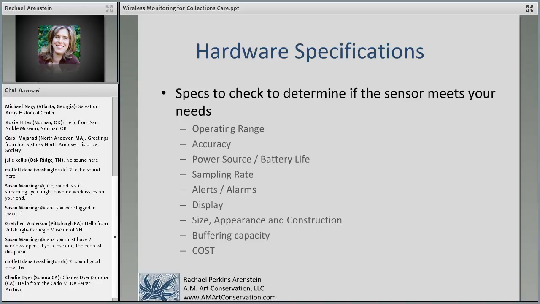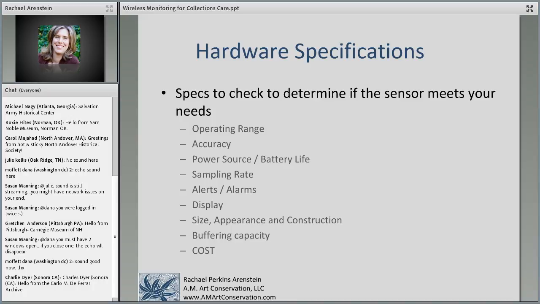Displays: just like with the standalone loggers, some of the wireless loggers also have an LCD. But if the logger isn't in a place where you'll be able to view the readout, the display may not be a desirable feature for you, because it certainly comes at the expense of battery life.